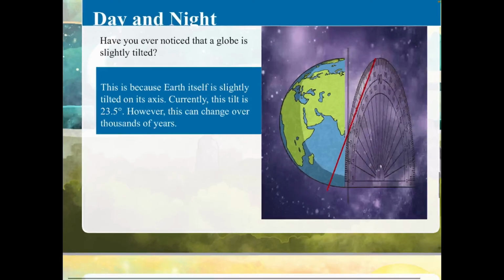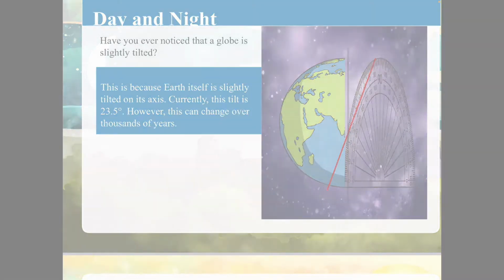So have you ever noticed that a globe is slightly tilted? In most globes, you think, oh, that's not straight, it should be straight up. But it shouldn't be. And that's because the earth itself is slightly tilted on its axis. So currently this tilt is 23.5 degrees, but this can change over thousands of years.